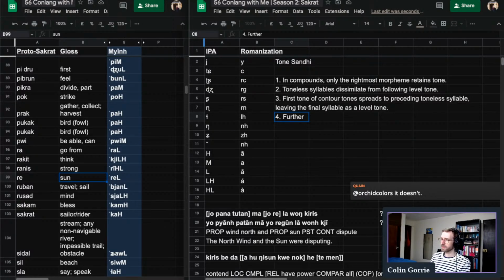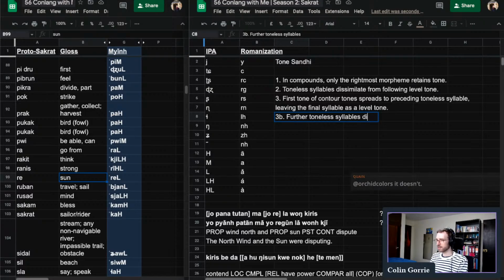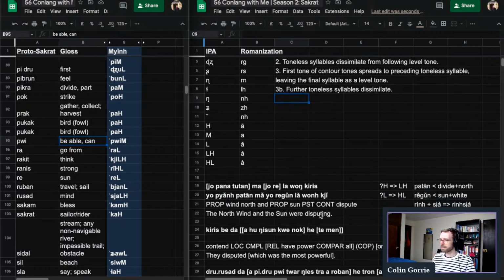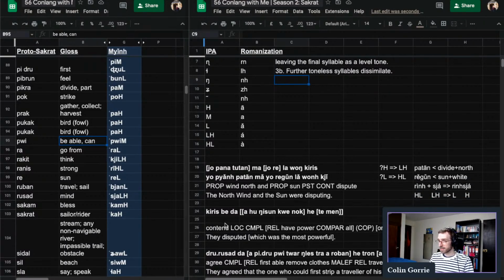Further toneless syllables. This is like 3B. Dissimulate. Yeah, I like that. That's good. Thank you, Logan. That's an interesting, yeah, that's a nice system. If I do say so myself.